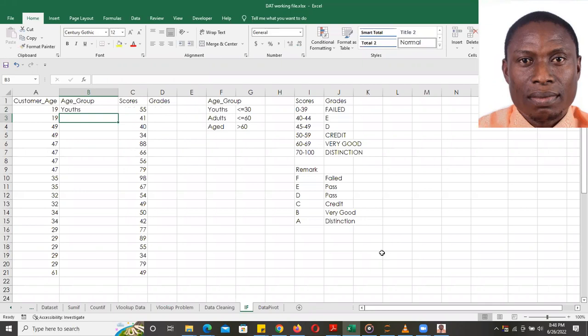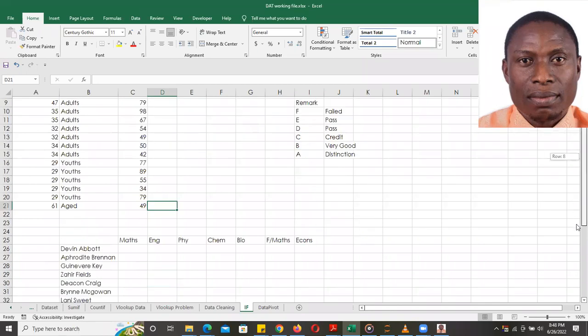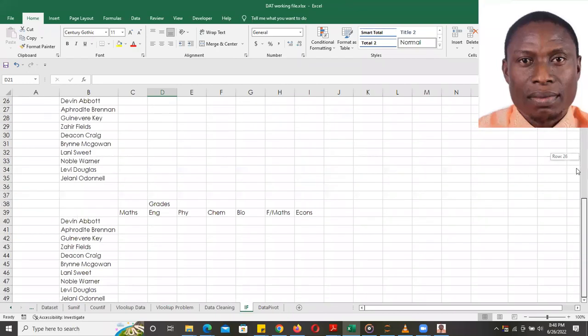You can see this guy 19 is youth. Can we all see it? So if the guy is 19, it's youth, 49 adults, 47 adults, 35 adults, 29 youth, 29 youth, 61 aged. Let me just increase this one and call this one 70.